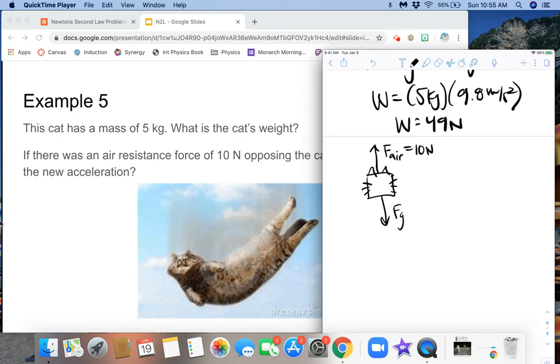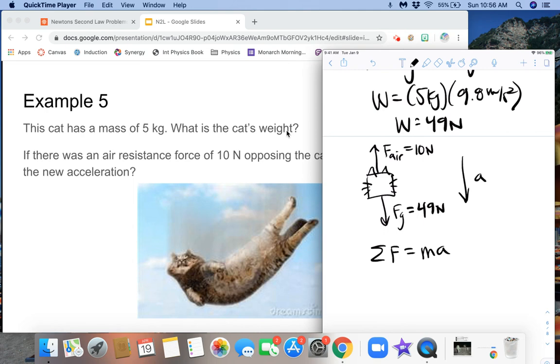Now, we know that this cat still has a mass of 5 kilograms, and we just found the cat's weight, or in other words, the force of gravity. So we know that the force of gravity is 49 newtons. So now what we want to do is find what the acceleration of that cat is going to be. So I'm going to use Newton's second law. We know that the net force is equal to mass times acceleration.